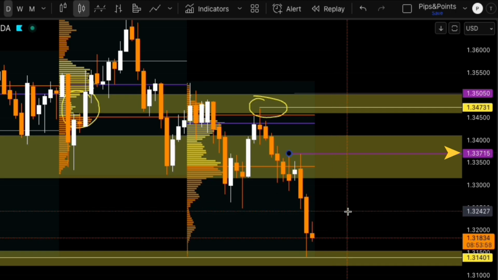which is 1.33715. That too would make sense. That's not the one I will go for. I will go for the 1.35050. That's the one I would go for.